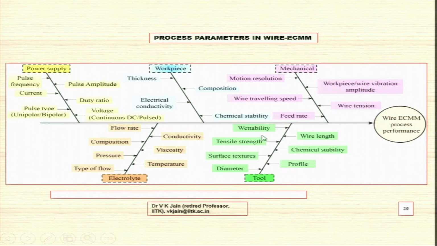Then tool wettability, tensile strength, surface textures, diameter of the tool, wire length, here wire is used as the tool, so length of the wire, chemical stability of the wire, profile of the wire. We have seen different profiles of the tool or the wire that are used in the wire ECMM process. This is known as the Ishikawa diagram.